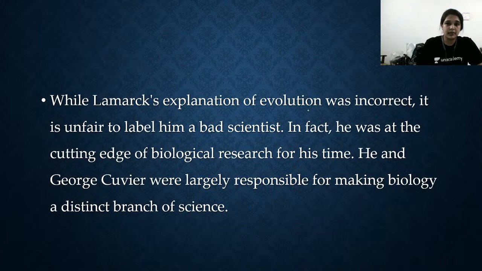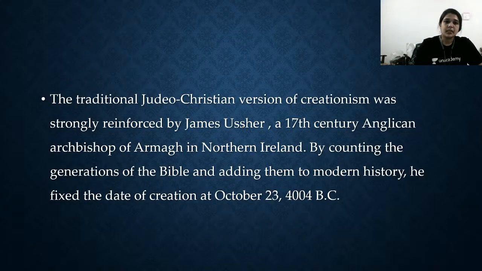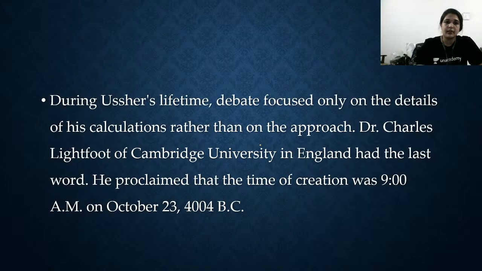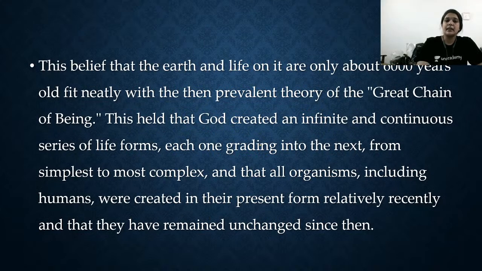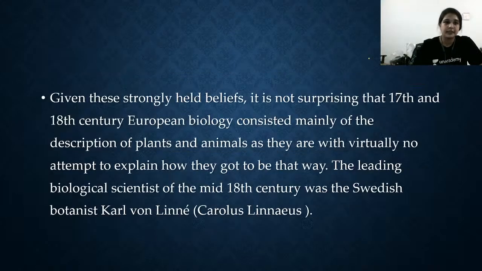While Lamarck's explanation of evolution was incorrect, it is unfair to label him a bad scientist just because his theory was not right. The traditional Judeo-Christian version of creationism was strongly reinforced by James Usher, a 17th century Anglican archbishop in Northern Ireland. So here you have the theory of creationism. The belief that earth and life are only about 6,000 years old fit neatly with the prevalent theory of the great chain of being. But we know very well that organisms have existed for more than 1 lakh years, right?